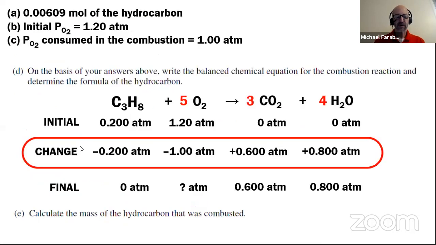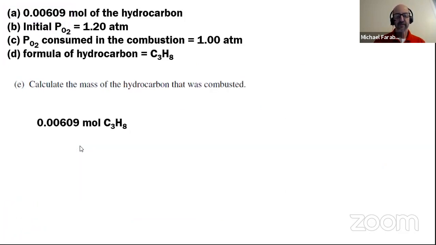Okay, the last part, which was part E, is to calculate the mass of the hydrocarbon that was combusted. So remember, we already know in part A that we have 0.00609 moles. And now that we know the chemical formula is C3H8, all we have to do is use the periodic table to go from moles to grams.